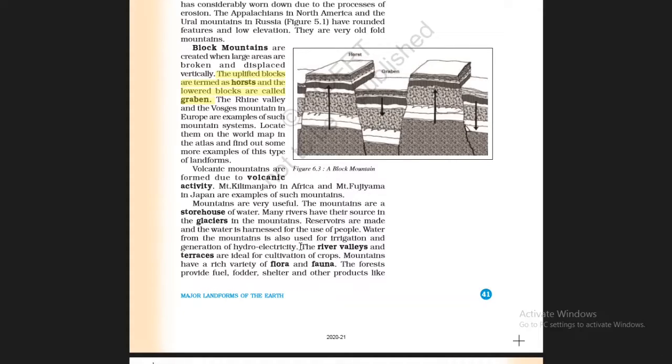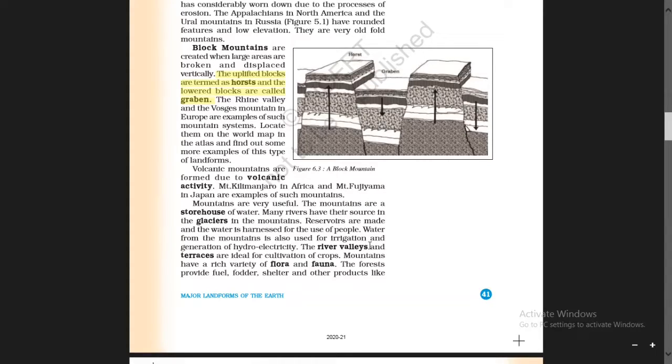Reservoirs are made and the water is harnessed for the use of people. Reservoirs are made by people. It is because of using the water for the people. Okay, people use this water. Water from the mountains is also used for irrigation and generation of hydroelectricity. In order to utilize this water for generating hydroelectricity and for irrigation, we use this water from mountains.